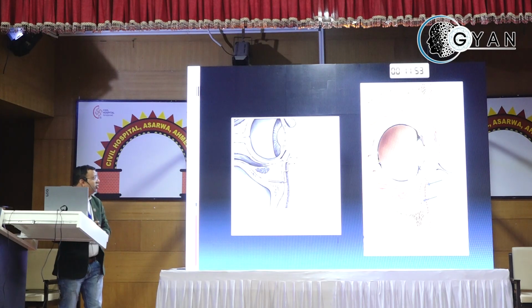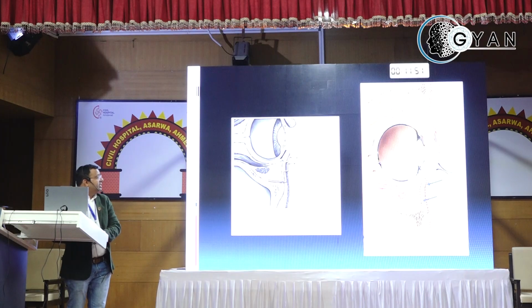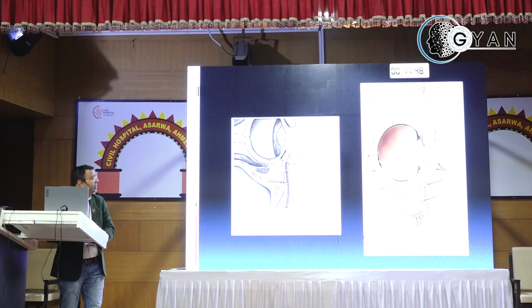Now if you see the cross section, the anteriormost aspect is the skin, and just posterior to it the pink colored attachment is the orbicularis oculi muscle, just posterior to it.